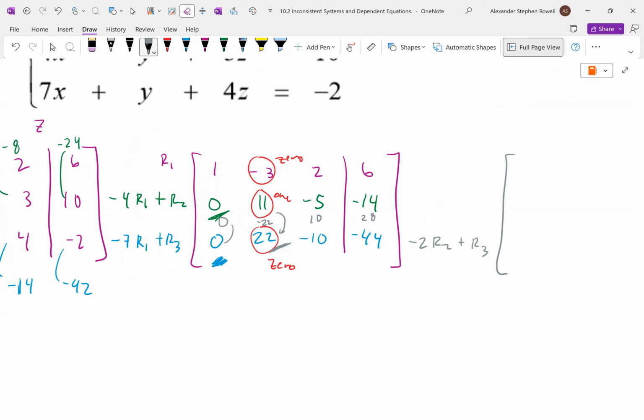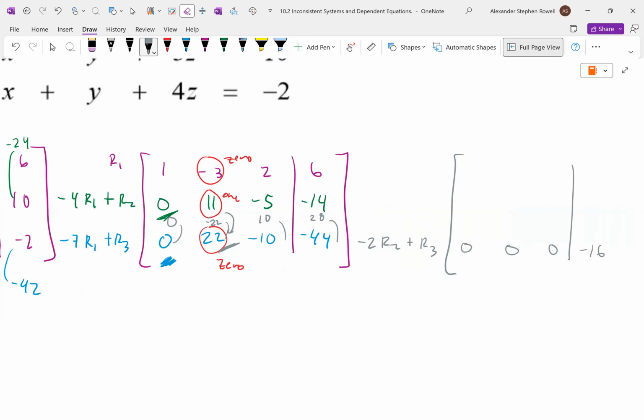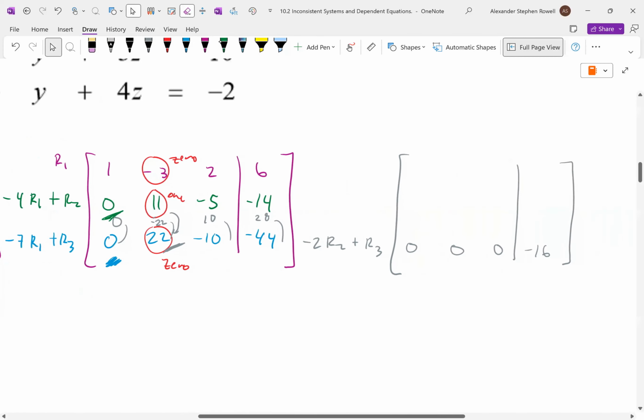So if we add these together, we get 0 plus 0 is 0. -22 plus 22 is 0. 10 plus -10 is 0. And what's 28 plus -44? -16? Okay, I'm going to keep row 1, row 2 the same because this already tells me the answer.